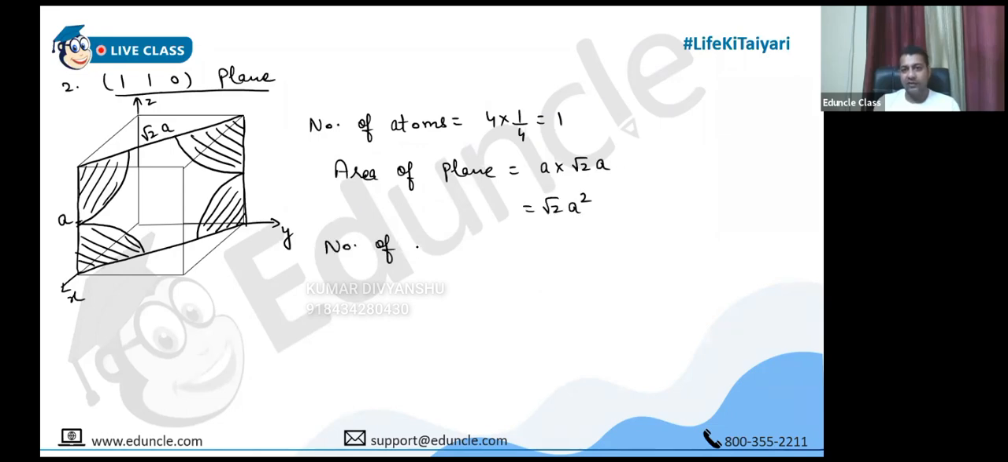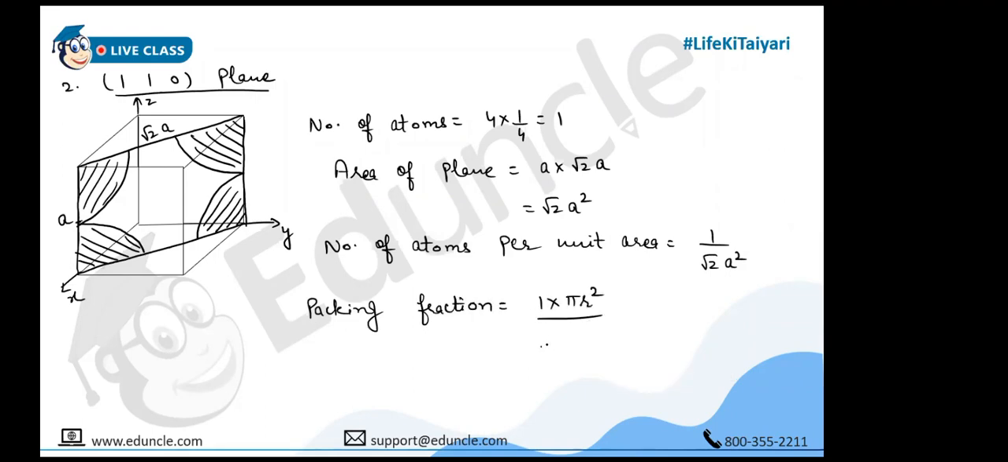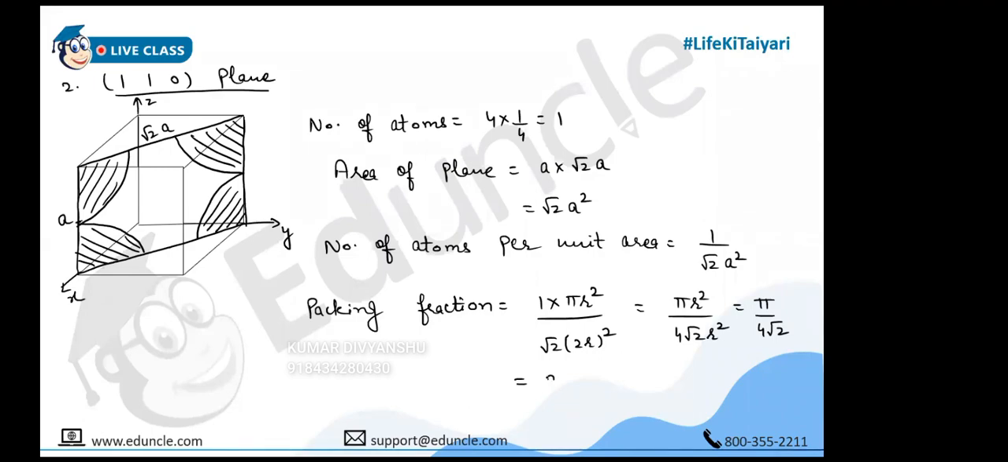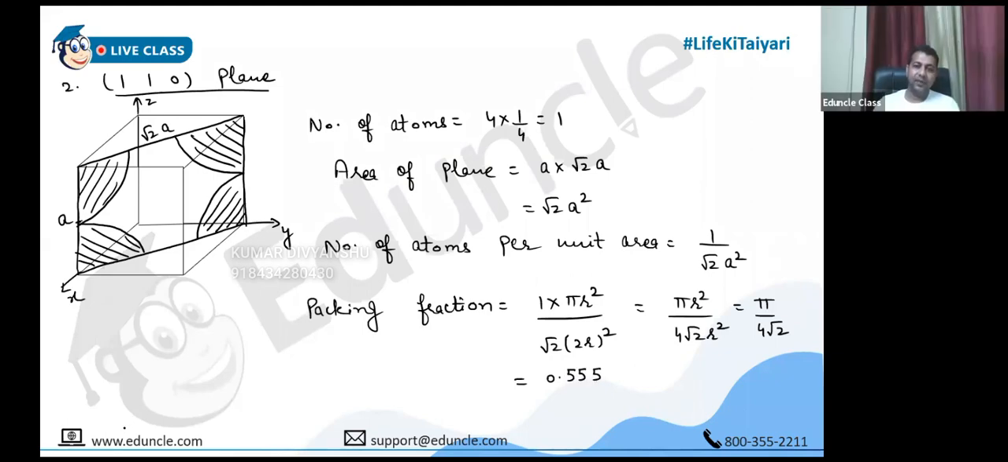And number of atoms per unit area means planar density. What about packing fraction? Only one atom is there, so it will occupy an area of pi r square. And a is 2r, so it will be pi r square by 4 root 2 r square. So pi by 4 root 2, how much? Of course, this will be less than the earlier value. What is the value you are getting? 0.555, so 55.5%. Of course, we can see that a lot of space is empty as compared to the earlier one, because the area is greater but we still have the same atoms. Area is greater as compared to 100, so obviously the packing fraction is less. Clear?